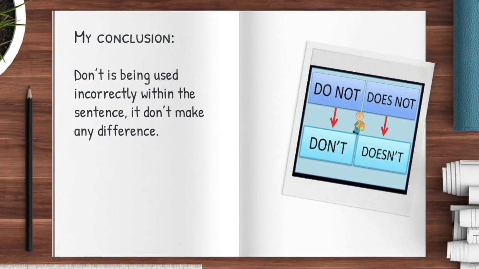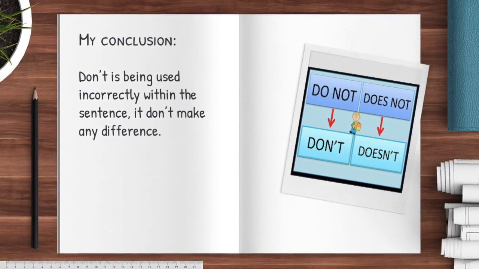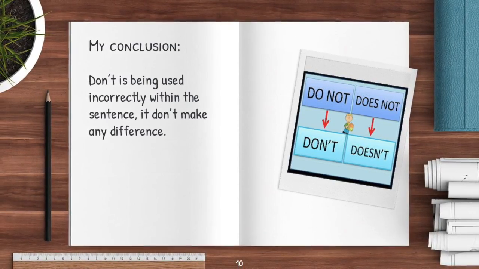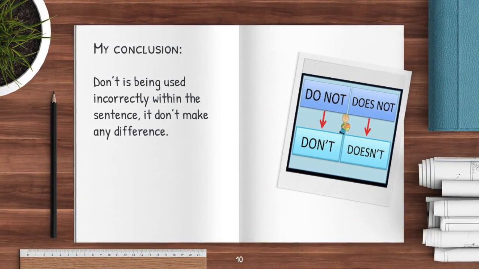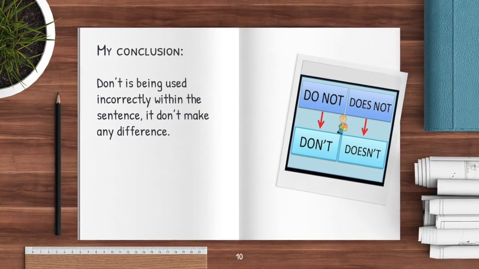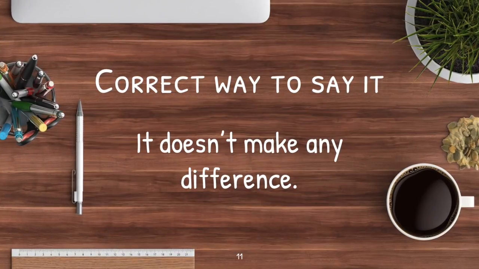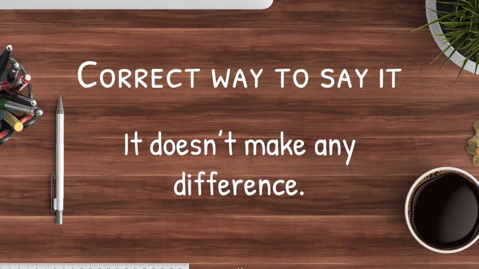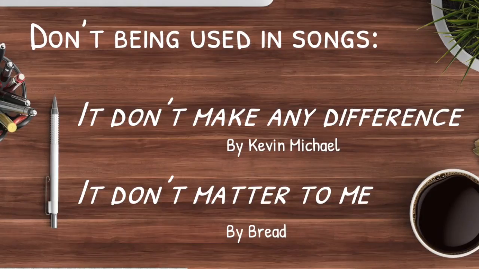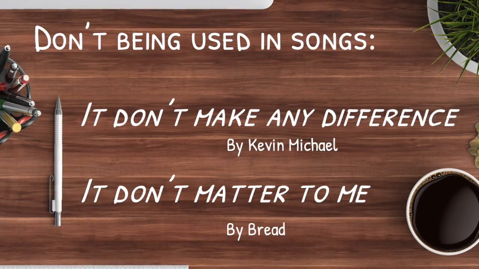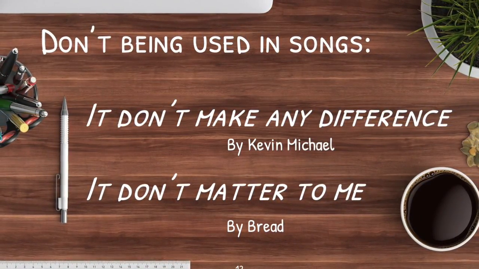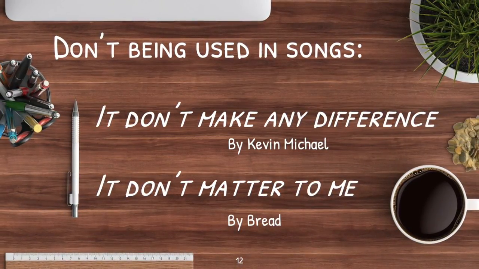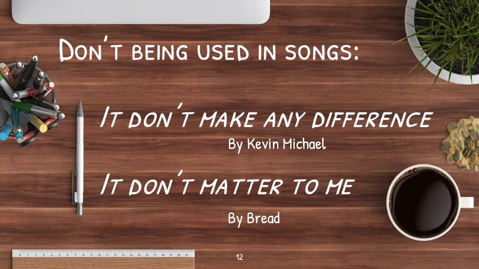After researching my construction, I have come to the conclusion that the word don't is being used incorrectly within the sentence. Using don't instead of doesn't would be considered poor grammar, and the correct way to say it would be, "It doesn't make any difference." Although I have found it being used in place of doesn't in several songs, such as the song "It Don't Make Any Difference" by Kevin Michael or "It Don't Matter to Me" by Bread, which comes to prove that some still use it in this way.